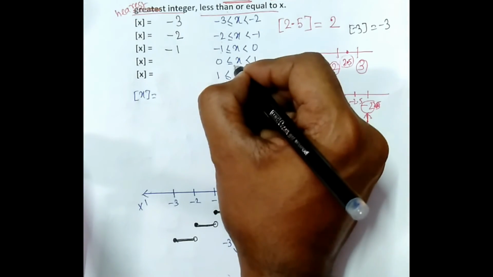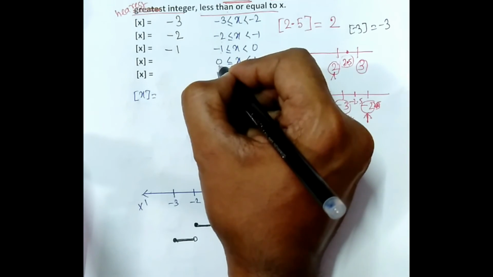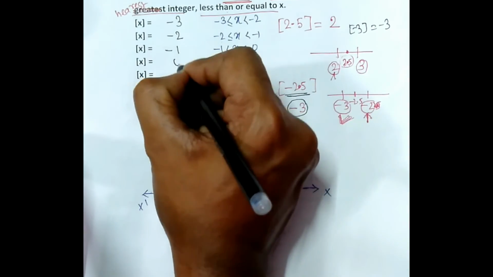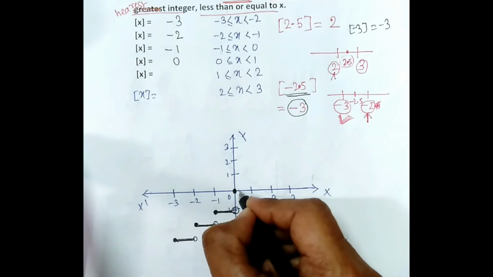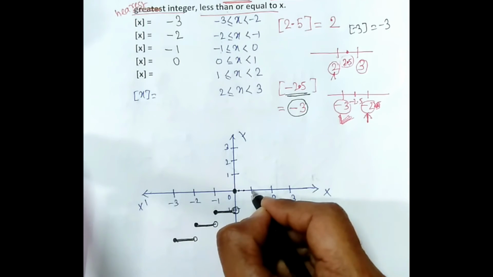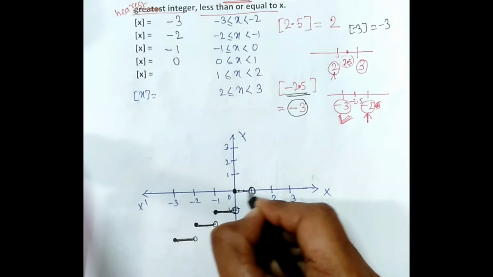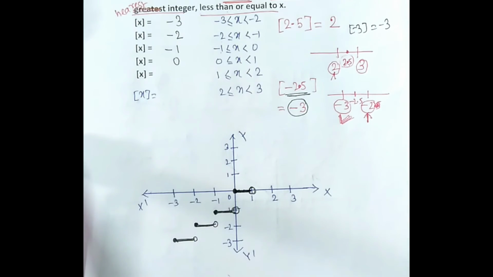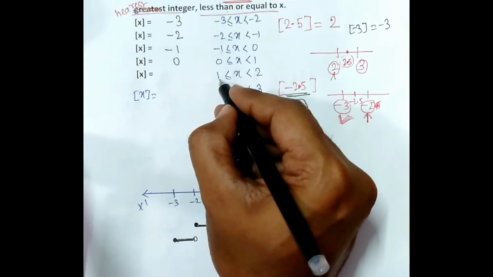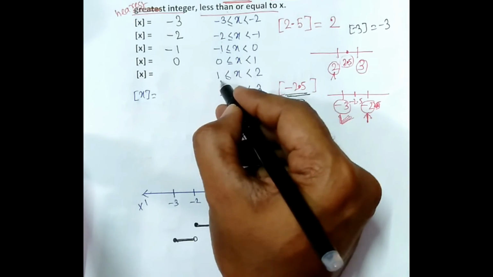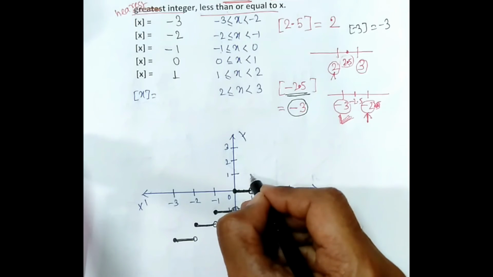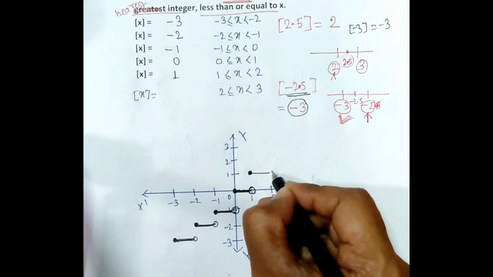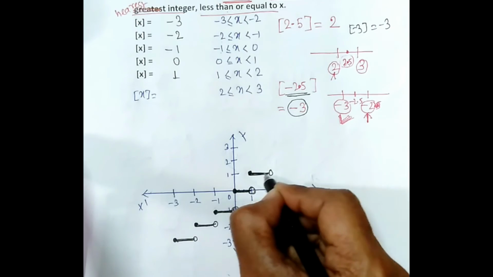If we take 0 less than or equal to x less than 1, then the value will be 0, as 0 is less than 1. So for 0 the value will be 0. For this fraction the value will also be 0, and this fraction also 0, up to the nearest to 1 but excluding 1. If we take the range 1 less than or equal to x less than 2, as 1 is less than 2, the value will be 1. So for all the fractions including 1 the value will be 1, excluding the point 2. Clear?